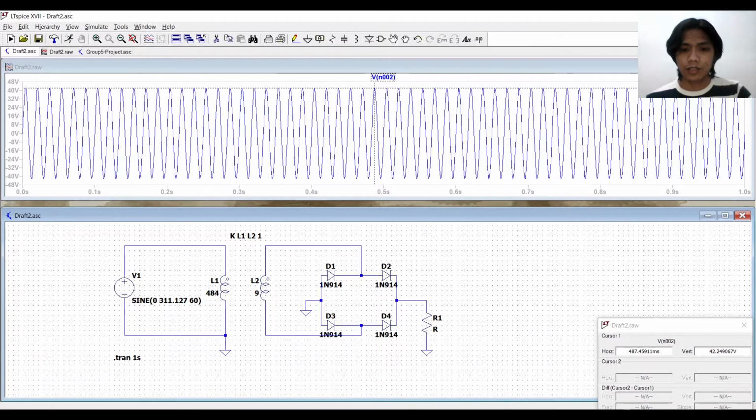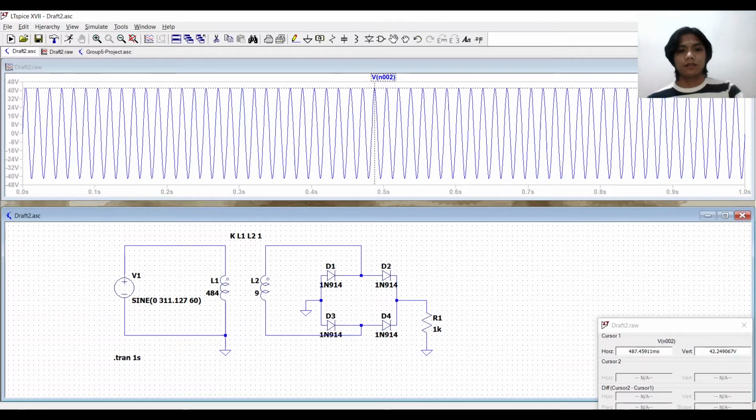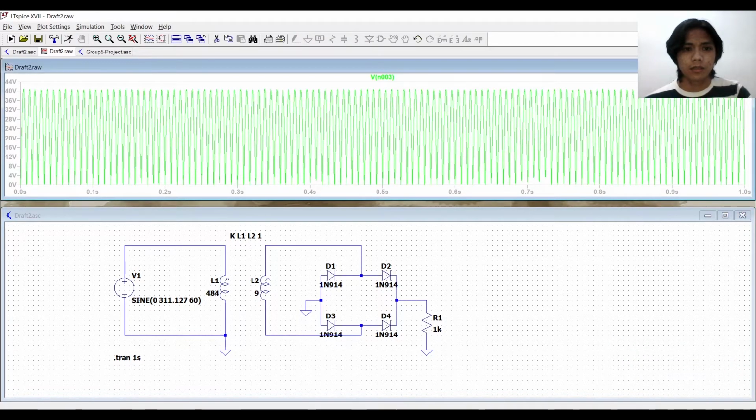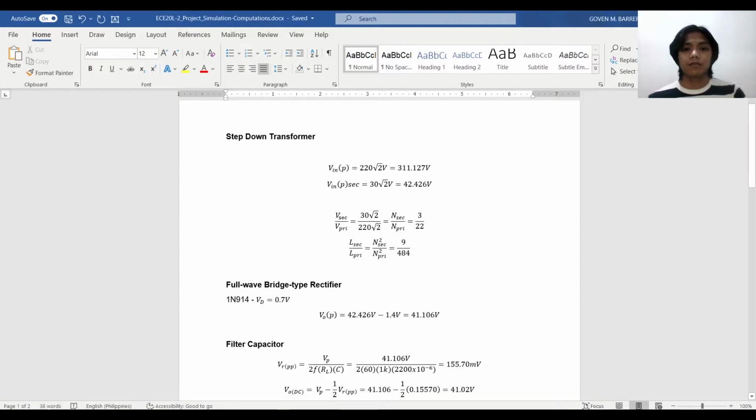So in order for us to see what the output will look like once it is rectified, we will be simulating it. Okay. So this is the rectified waveform of the secondary voltage input.